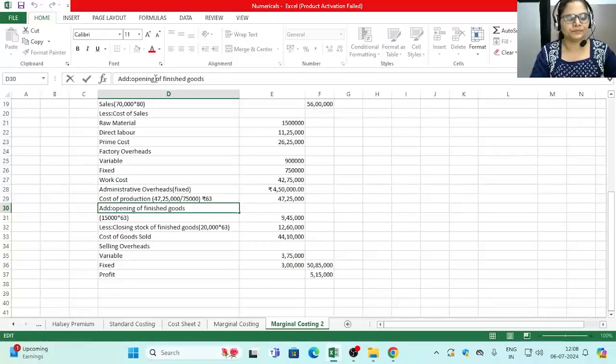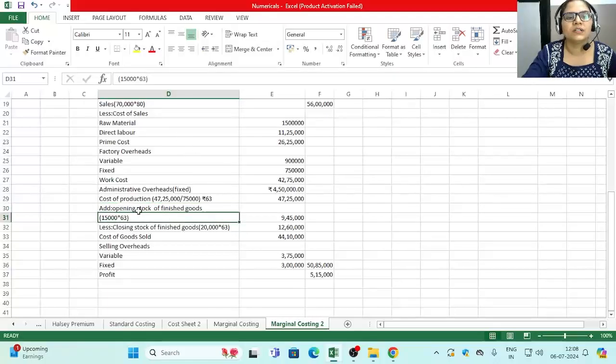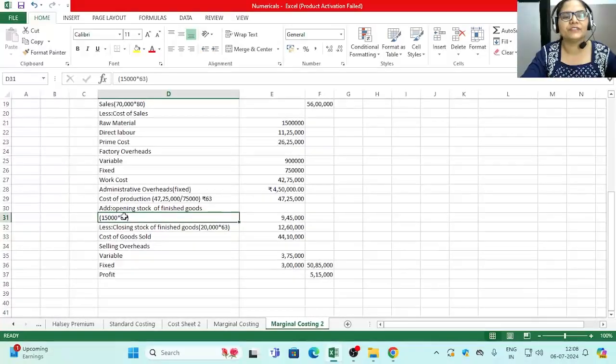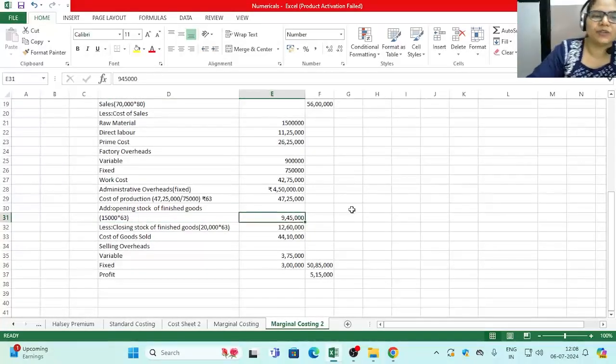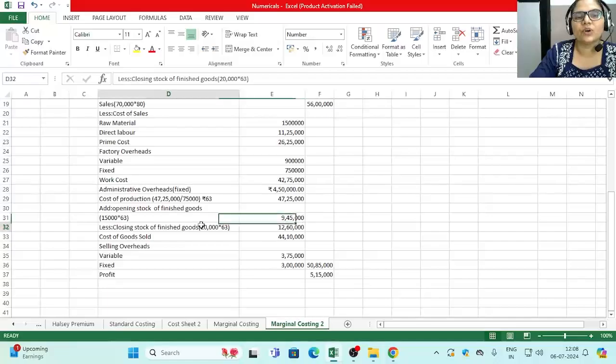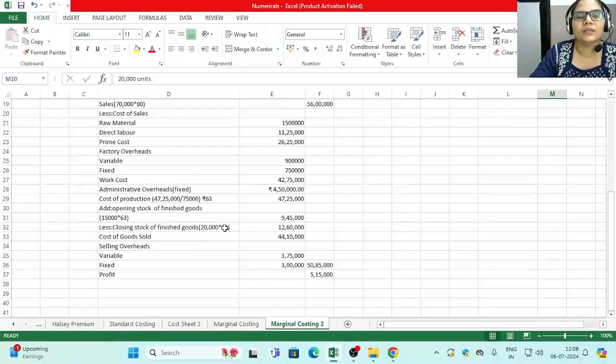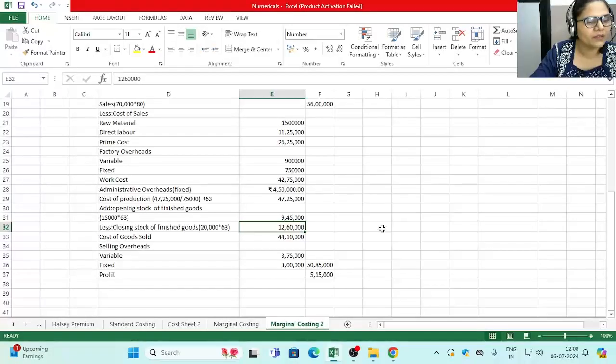Add opening stock of finished goods. We know opening stock is given in the question as 15,000 units. 15,000 units into 63 is 9,45,000. Less closing stock of finished goods. We know closing stock is 20,000 units. Multiplied by 63, we will get 12,60,000. Now, after adjusting these values, addition and subtraction, we will get the cost of goods sold 44,10,000.